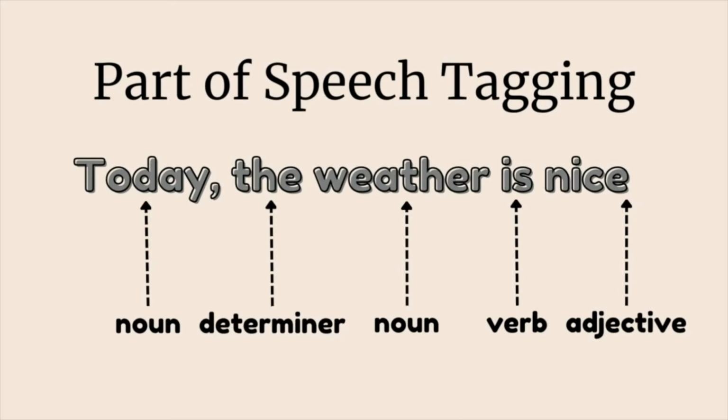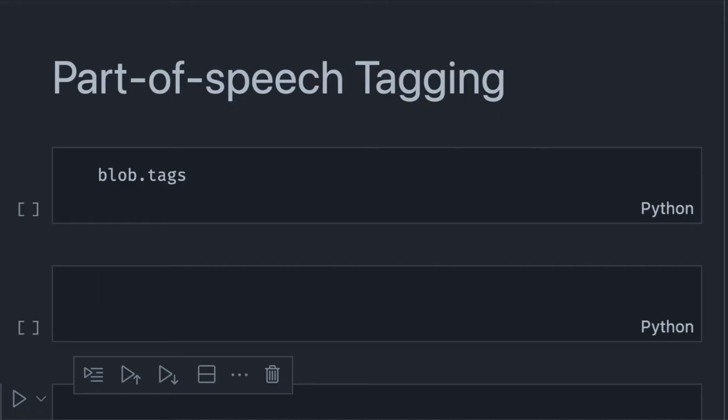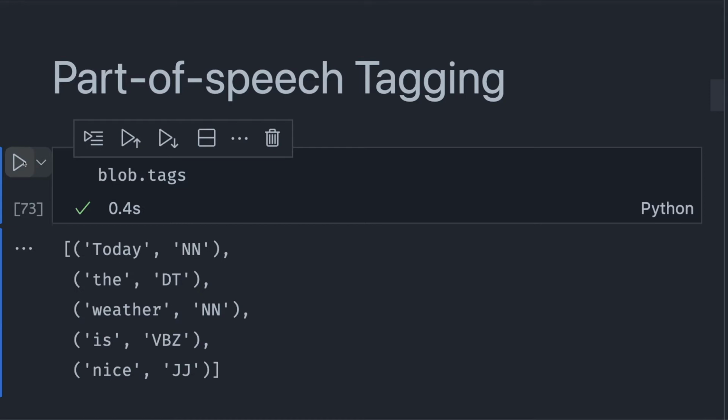TextBlob also allows you to identify part of speech tagging. In simple terms, part of speech tags allow us to identify what words act as nouns, pronouns, verbs, adverbs, and so on. To get part of speech tags using TextBlob, type blob_doc.tags. Let's run this and see what we got. We can see that in the sentence "Today the weather is nice," today is identified as a noun. The is identified as a determiner. Weather is identified as a noun. Is is identified as a verb for a third person. And nice is identified as an adjective.